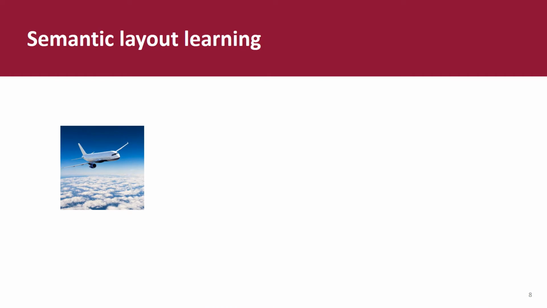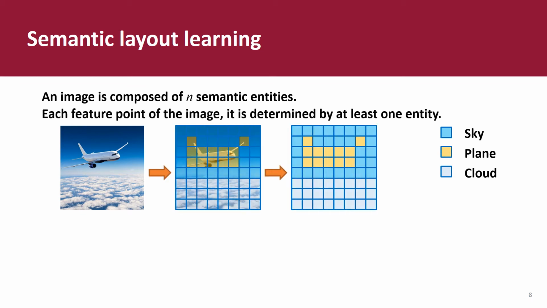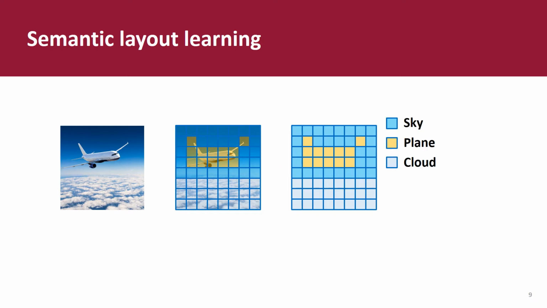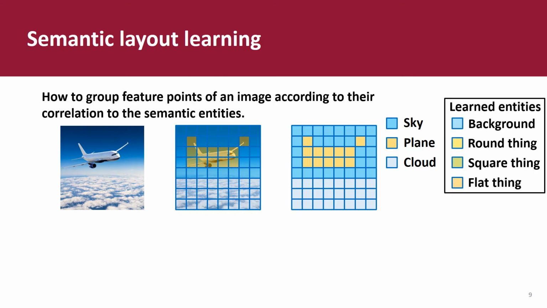Let's talk about the semantic layout learning module first. We assume each image is composed of unsymmetrical entities. Each feature point of the image is determined by at least one entity. Here we are interested in the way to group feature points of an image.